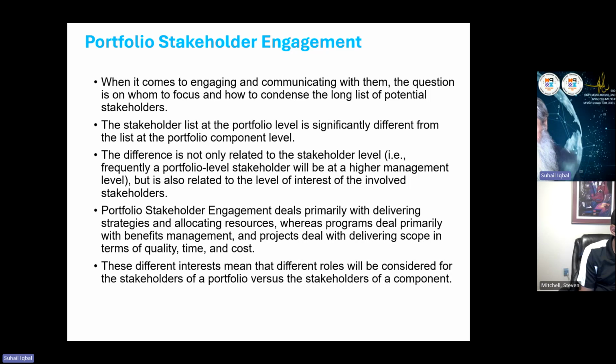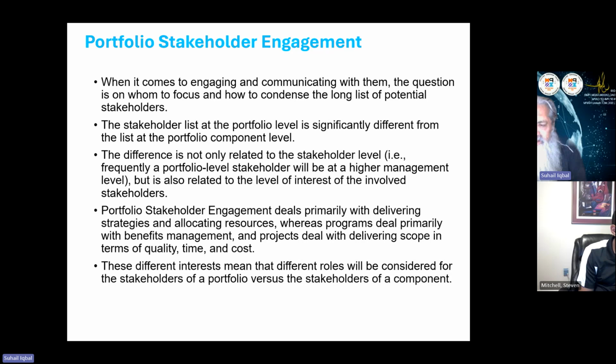Portfolio stakeholder engagement deals primarily with delivering strategies and allocating resources. Basically, what we need to understand here at the portfolio level is that all the stakeholders are transparently kept abreast with what is happening. I would say, for me, the biggest thing I can count towards portfolio stakeholder engagement is transparency. The system should be clean and clear. Everybody should be on the same page.